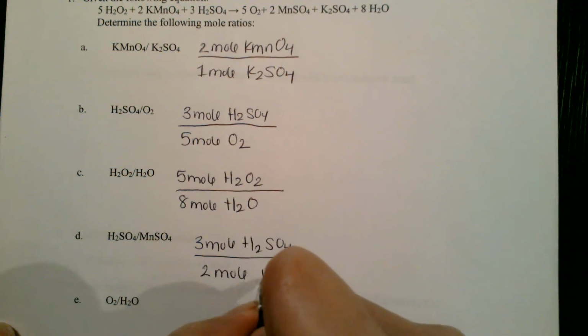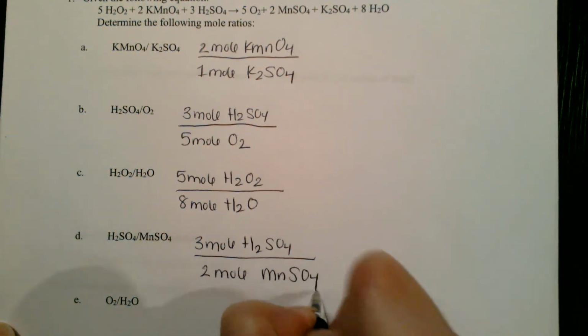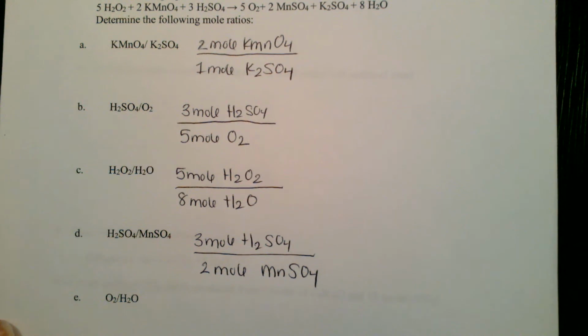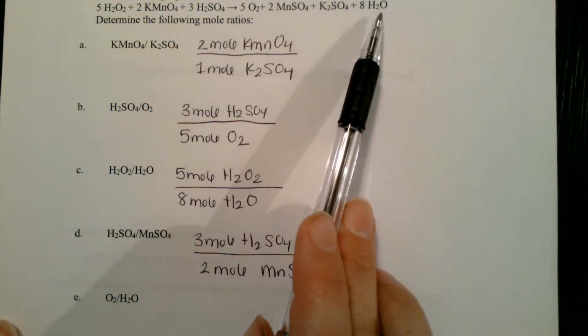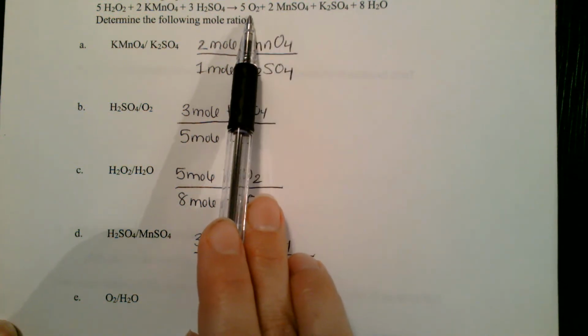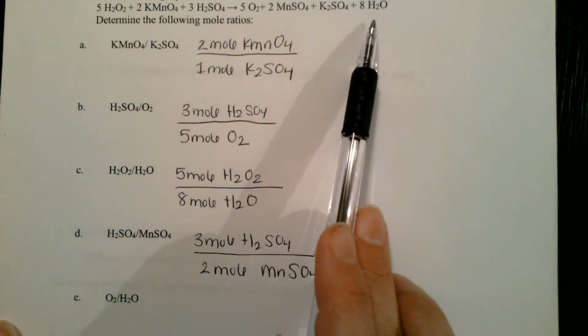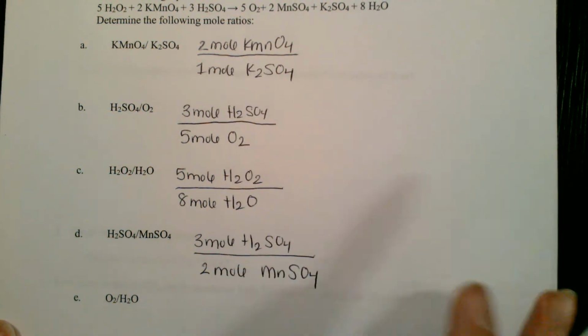2 mole MnSO4. And then finally, O2 to H2O. So now we're looking at O2 and H2O. These are both on the product side, which we can still do in a reaction. That means for every 5 of these that form, we have 8 of these that form.